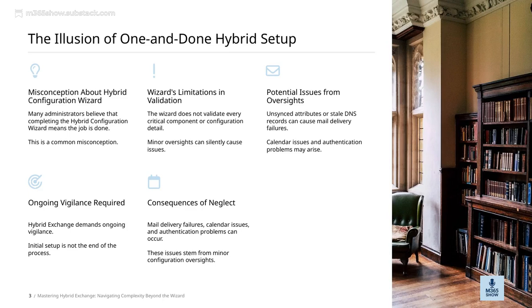For example, unsynced attributes or stale DNS records can silently cause mail delivery failures. Similarly, calendar sync issues or authentication problems can creep in over time. One thing to remember is that the wizard doesn't validate every critical component or configuration detail. Those minor oversights can cause issues without immediately obvious signs. And many administrators fall into the trap of thinking that completing the wizard is the finish line. But that's a misconception. Hybrid environments need continuous attention to stay healthy and secure.